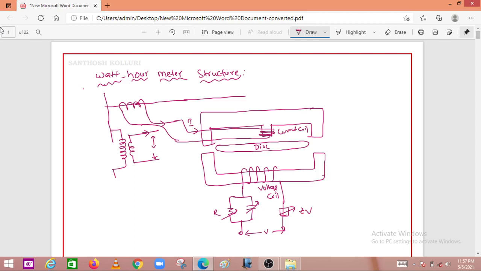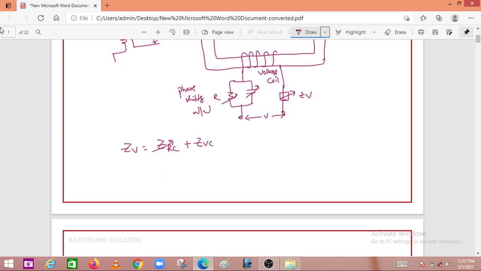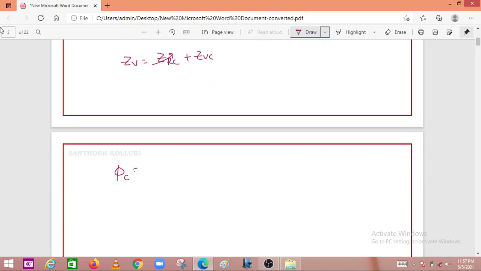And the angle between this V and I is the power factor angle, and the impedance of this ZV can be written as this phase shifting network impedance. This is a phase shifting network, and this is a voltage coil. So the phase shifting network impedance ZRC plus Z voltage coil impedance. Okay, and the flux produced by this current coil can be written as phi C is equal to number of current coil turns times current flowing through that coil divided by the reluctance of the current coil.